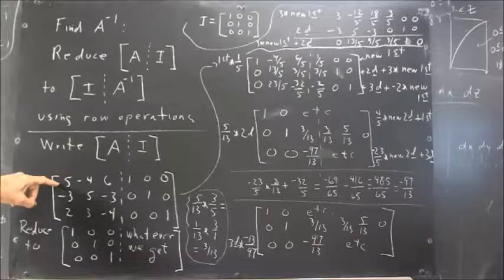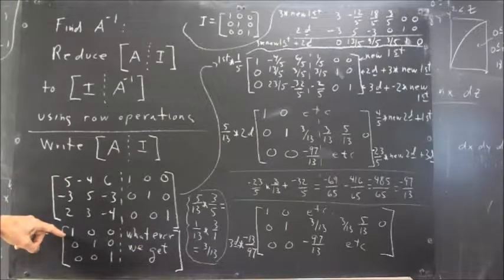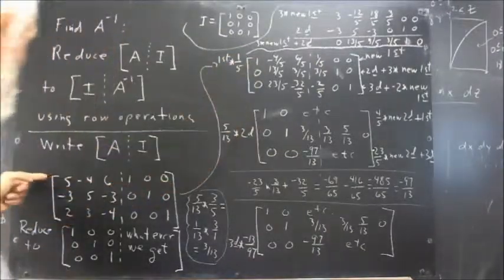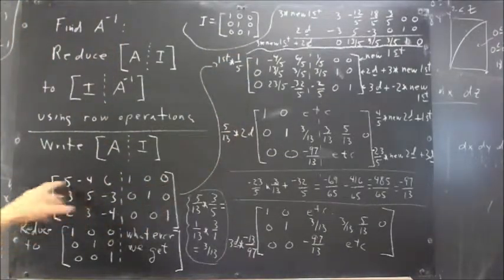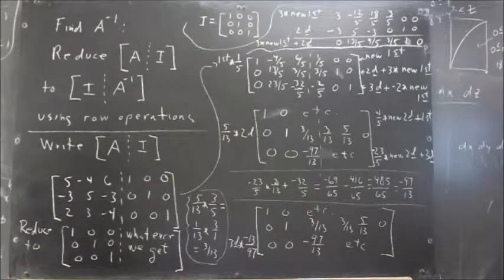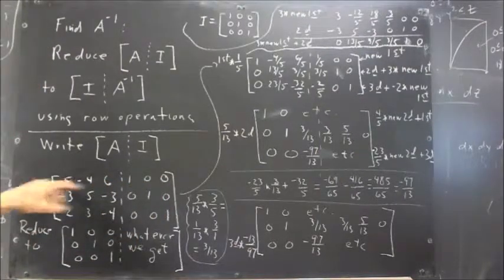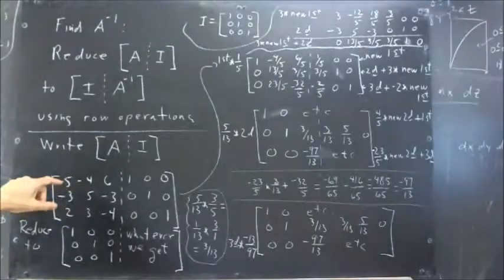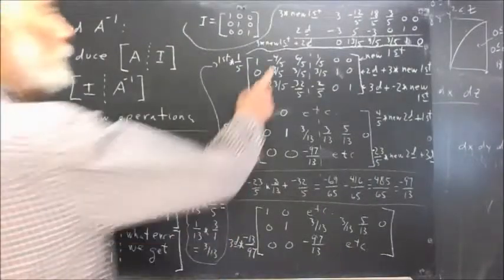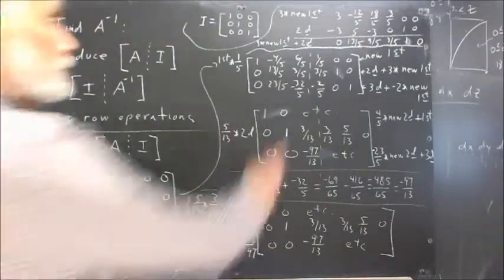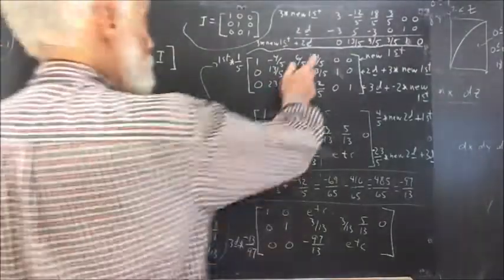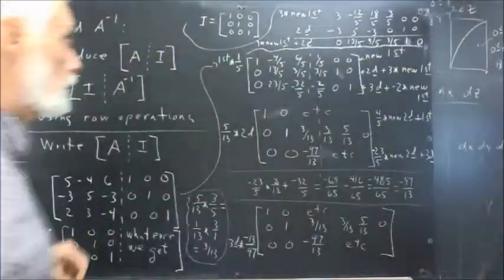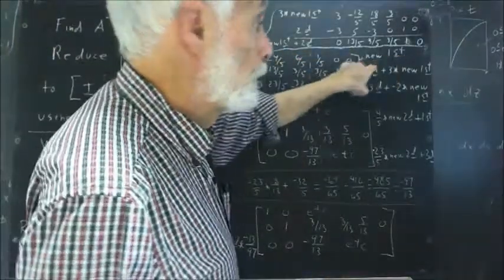So you got a 5 here. You want a 1 here. It's easy to get it. You multiply the first row by 1/5. Write out this row, and then write out what you get when you do 1/5 of the row. You're going to get 1, -4/5, 6/5, 1/5, 0, 0. 1/5 of 5 is 1. 1/5 of -4 is -4/5. 1/5 of 6 is 6/5. 1/5 of 1 is 1/5, and 1/5 of 0 is 0, and the same here. So we do that, and we get the new first row.